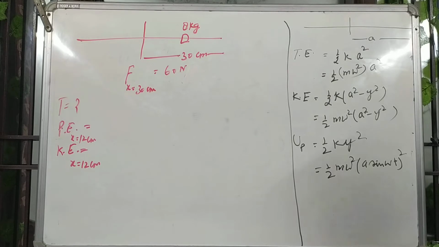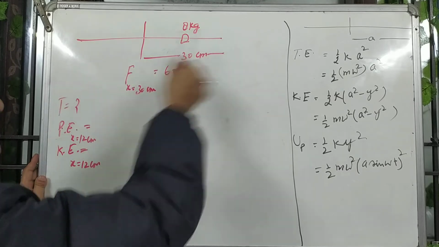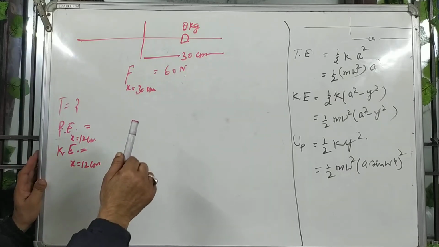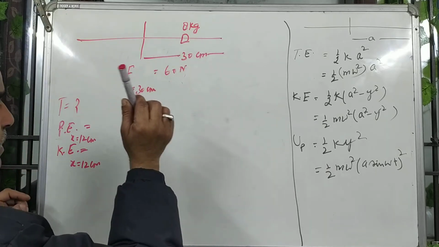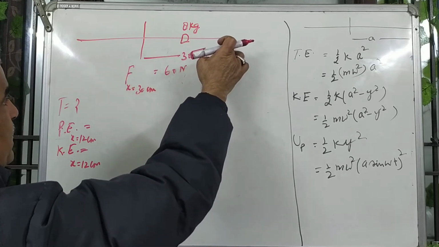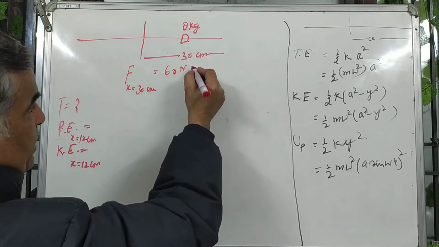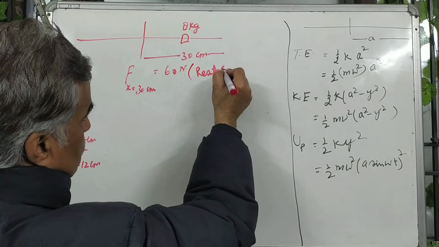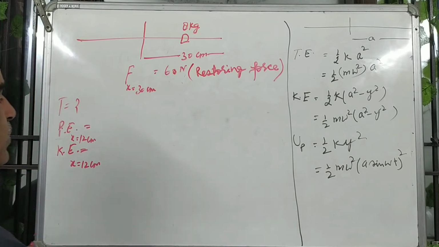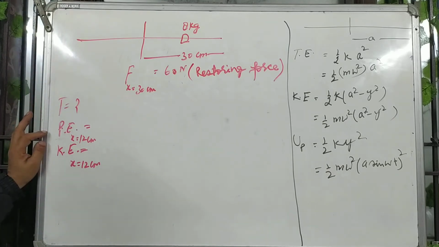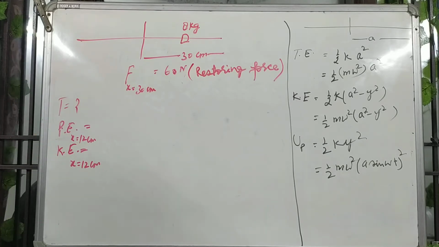In this case, there is a question that an 8 kg mass body is doing SHM. The amplitude in this question is 30 centimeter, and at a displacement of 30 centimeter, the restoring force is 60 Newton. So you have to find the time period, and the potential and kinetic energy at x equal 12 centimeter. You know it very well.